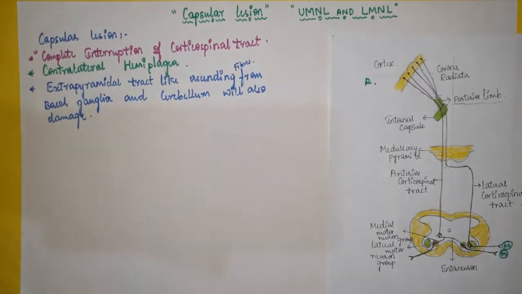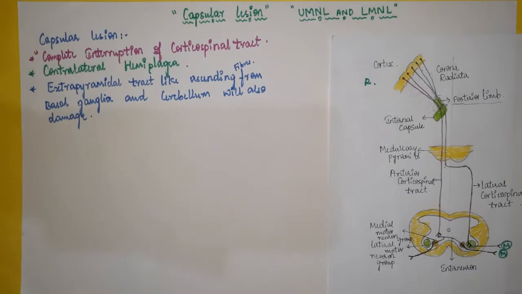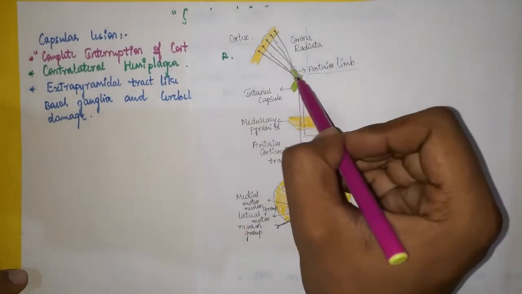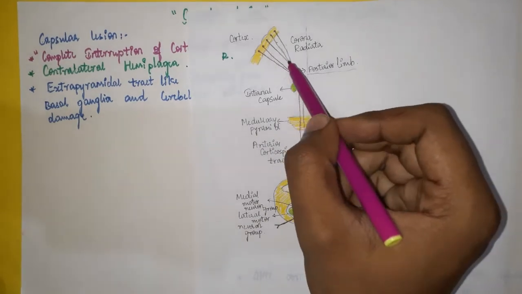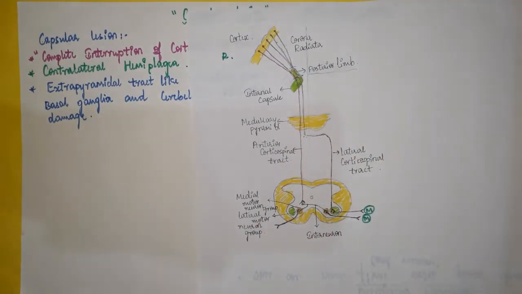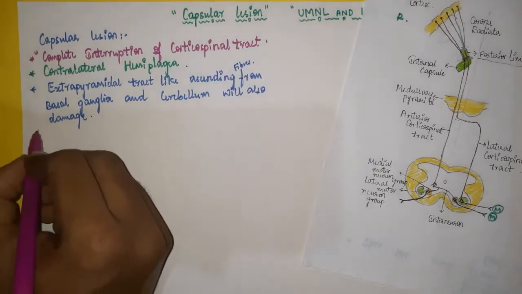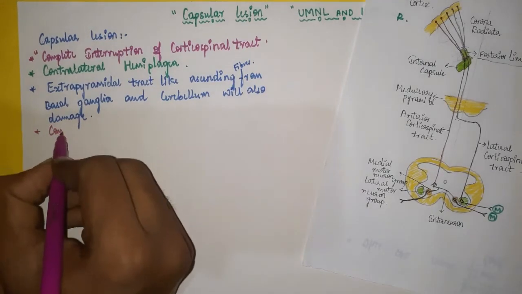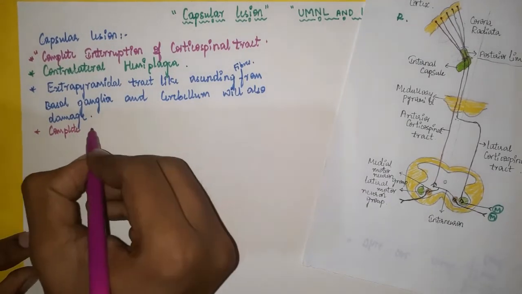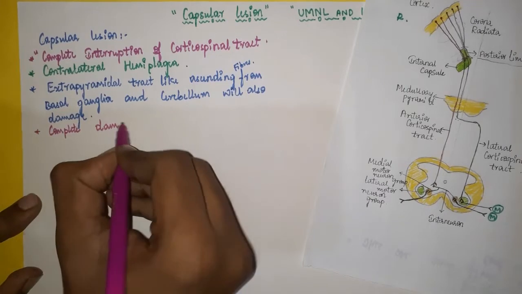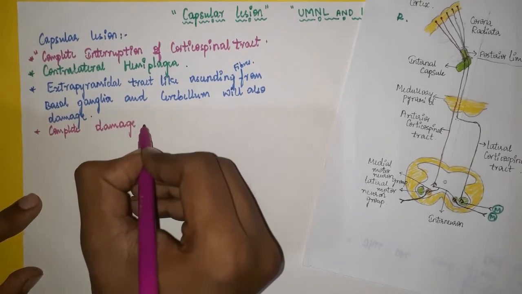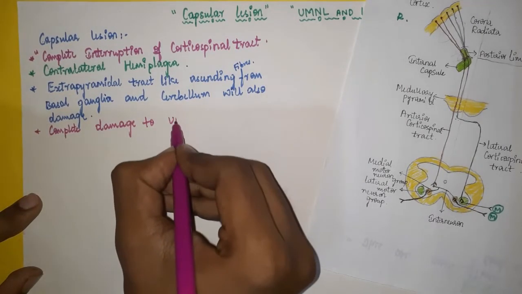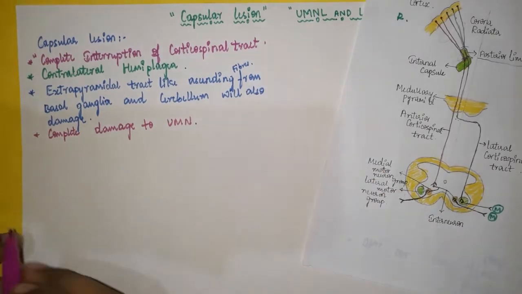Okay. Now, third point. If internal capsule is damaged, then there is complete loss of corticospinal tract. Means complete damage to the upper motor neuron. Okay.